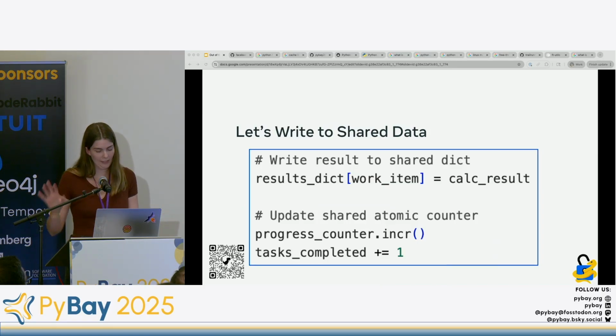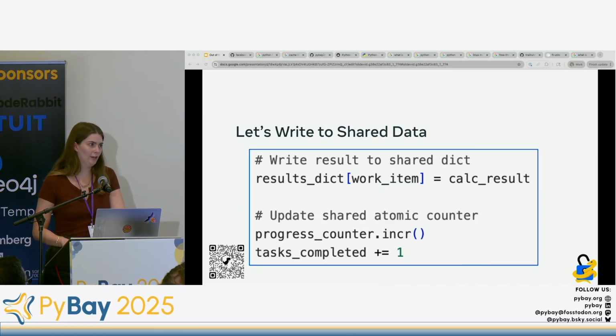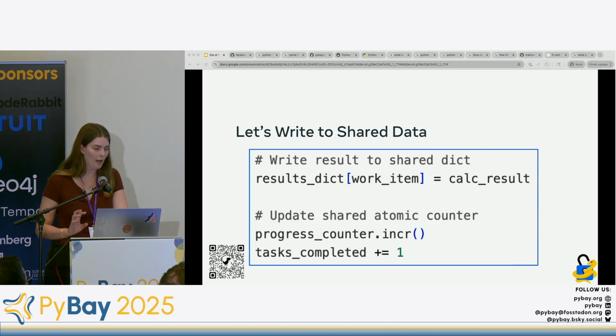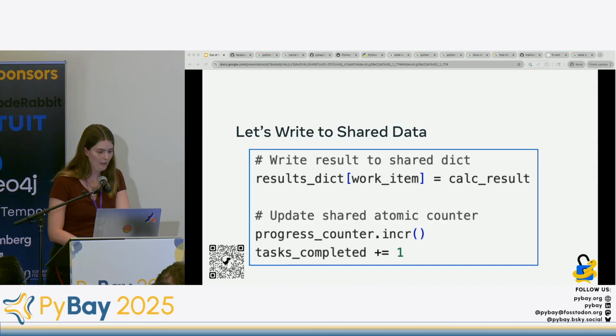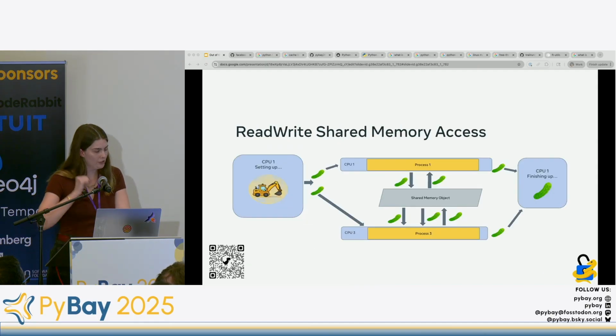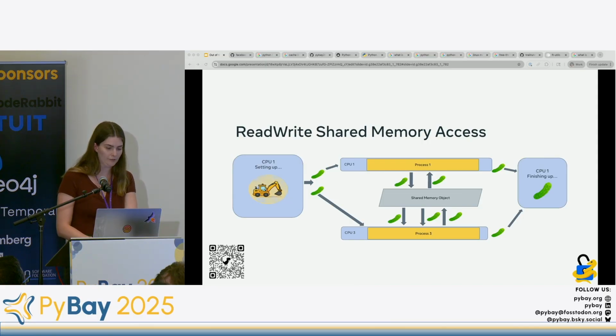All right, so we figured it out. We're going to write to shared data instead of just reading it. We're going to get around the copy on write problem. We're going to create a dictionary where we actually store our calculated results. And for good measure, we will also update an atomic counter with a little plus equals increment there. Now we've got this diagram. This should be it. We're reading and writing. We got pickles. They're flying all over the place.